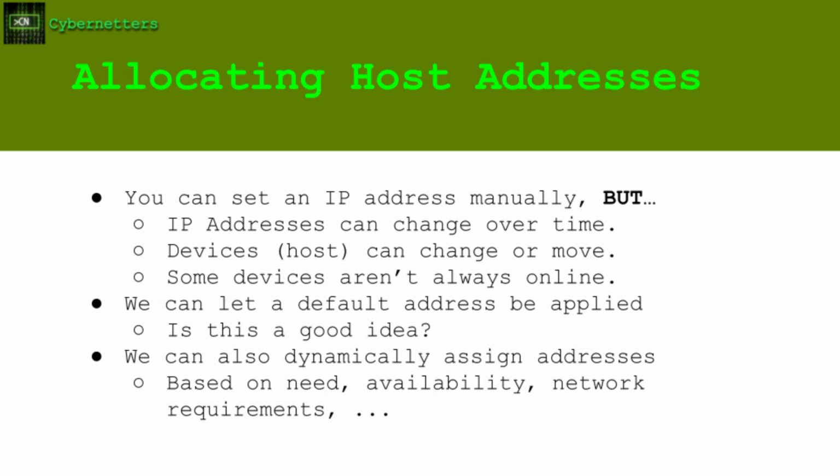Let's talk about allocating IP addresses for your devices. Sure, you could set an IP manually, but that's not always practical. IPs can change if you move networks or if the network layout changes, and some devices aren't always online. You might think about using a default address, but is that really a good idea? It could lead to conflicts if multiple devices pick the same default. Instead, we can dynamically assign addresses based on availability and network requirements, which is where DHCP comes in. It handles the hassle of handing out IPs, so you don't have to reconfigure devices every time something changes.